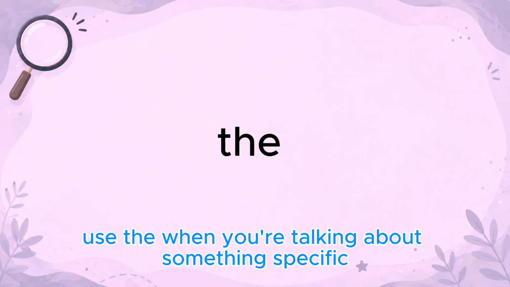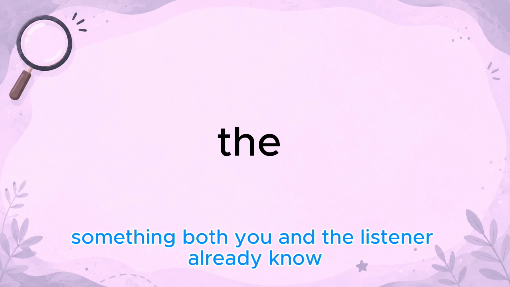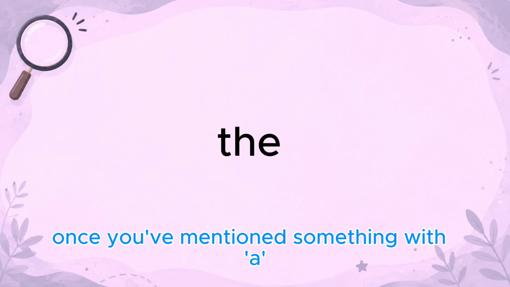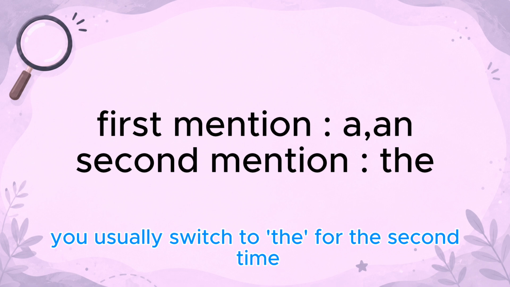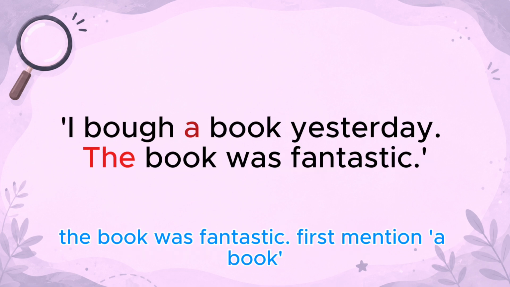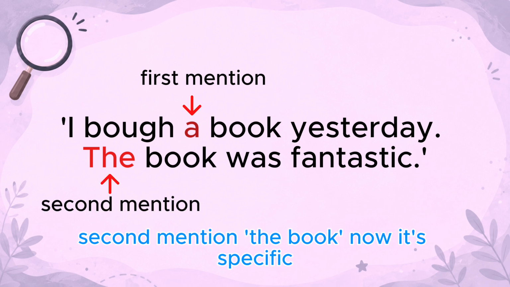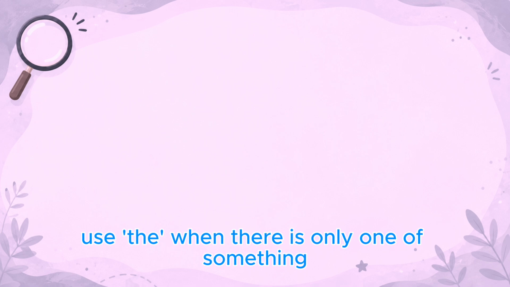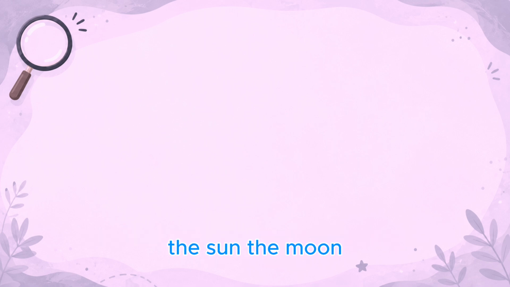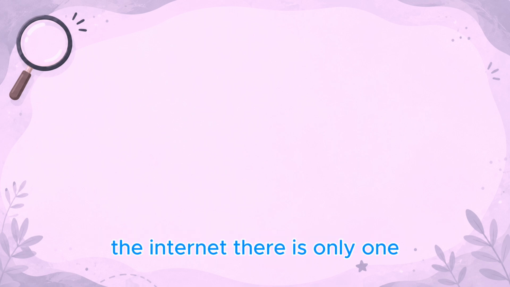Now the. Use the when you're talking about something specific, something both you and the listener already know which one you mean. Once you've mentioned something with a, you usually switch to the for the second time. I bought a book yesterday. The book was fantastic. First mention, a book. Second mention, the book. Now it's specific. Use the when there's only one of something. The sun, the moon, the internet. There's only one, so it's automatically specific.